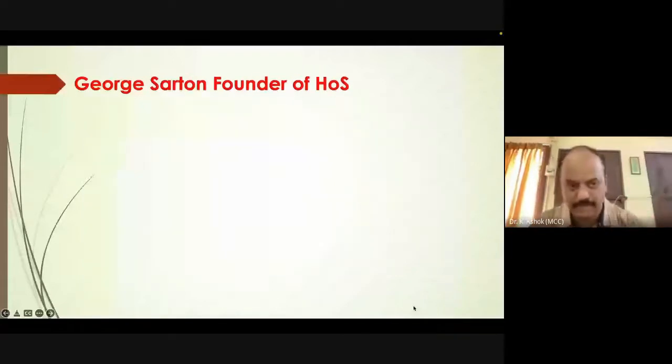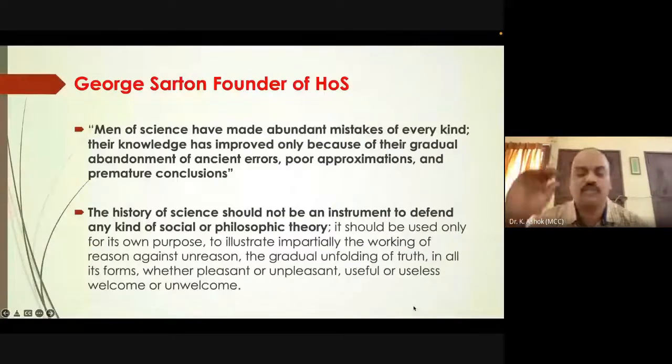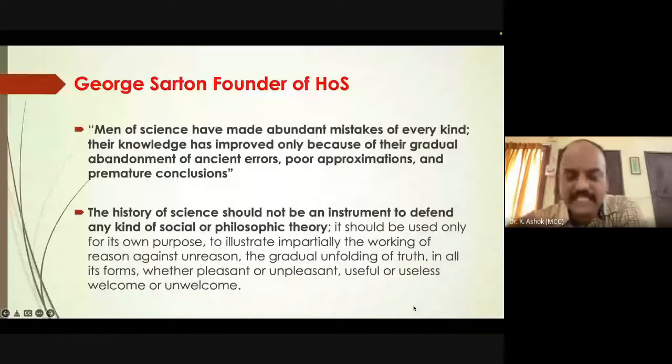So George Sarton, he has come out with a good number of quotes. I just want to highlight two important quotes of Sarton. Men of science have made abundant mistakes of every kind. Their knowledge has improved only because of their gradual abandonment of ancient errors, poor approximations, and premature conclusions. So I repeat, it is from failure to success. That is what George Sarton has inferred through this quote.